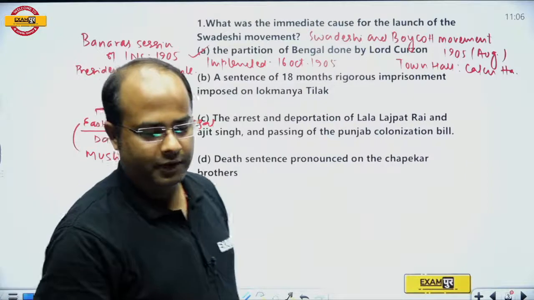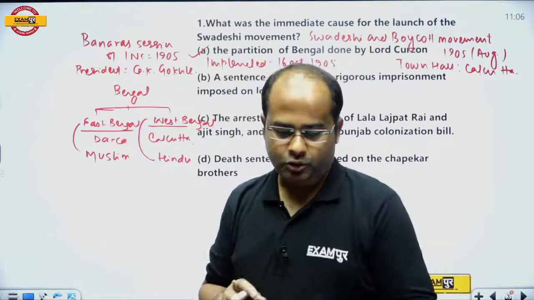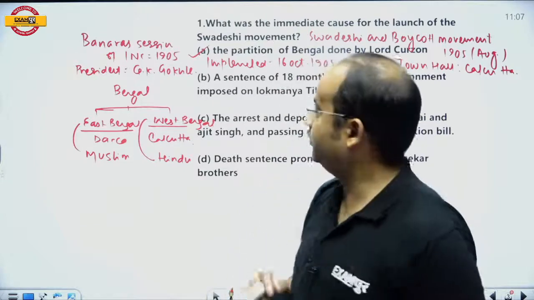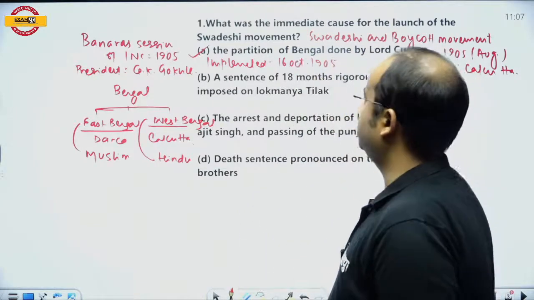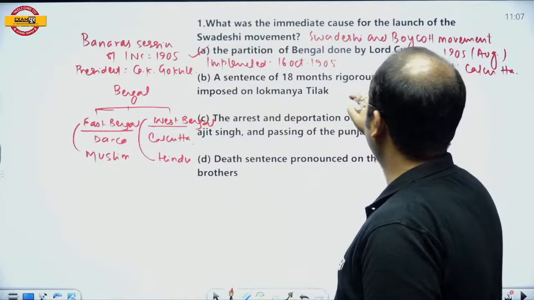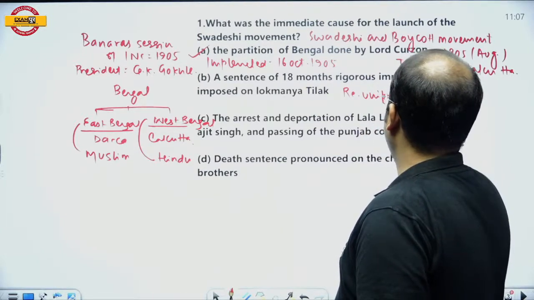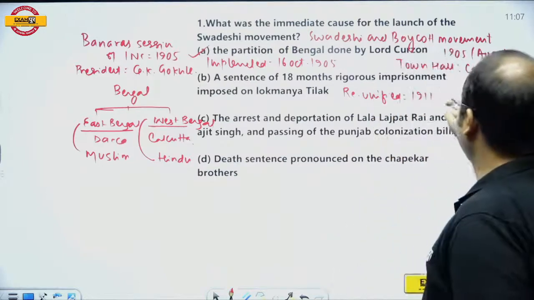So the correct answer will be, guys, option A. Good morning Raghuraj, Pratap Singh, Monica, Suresh, good morning all of you. So the correct answer will be option A, and Bengal was reunified in 1911 during the second Delhi Durbar.